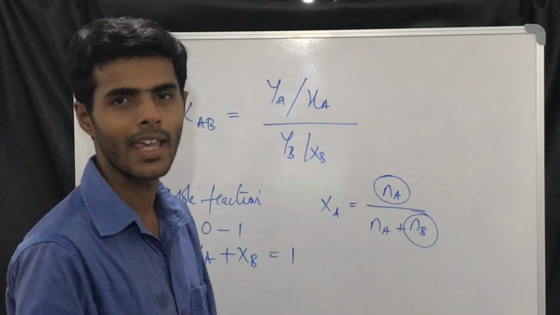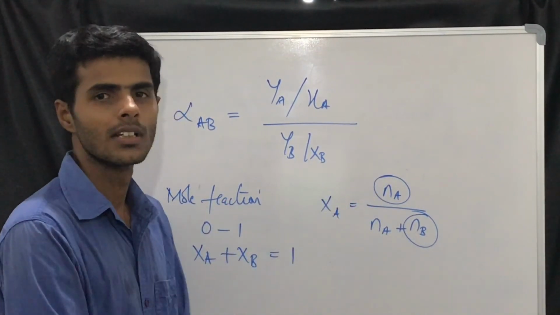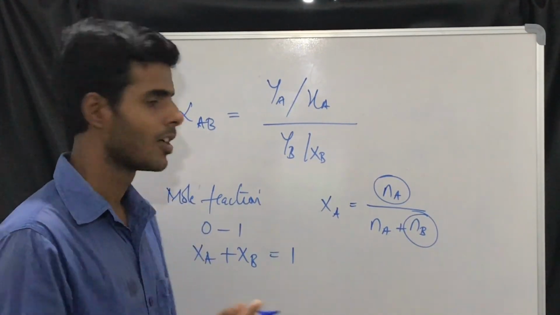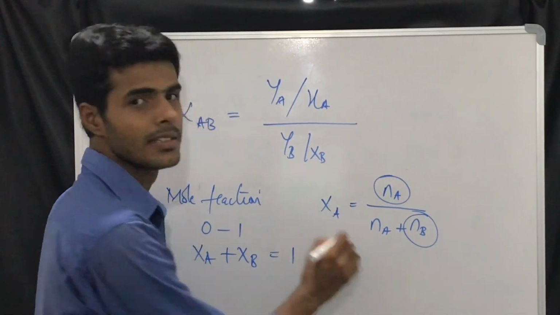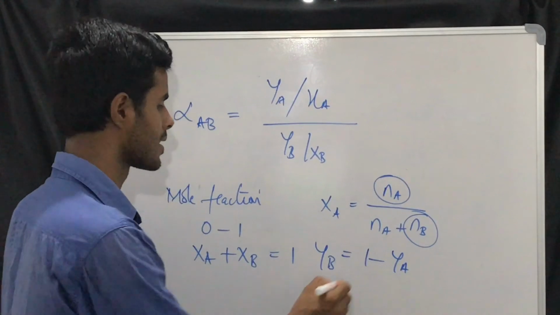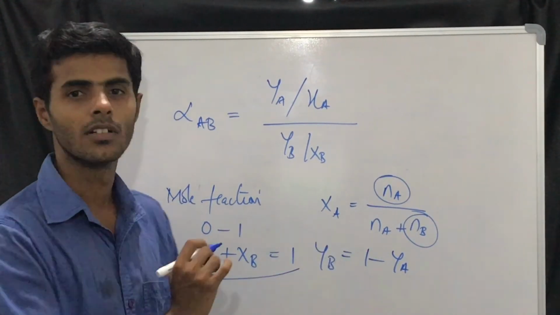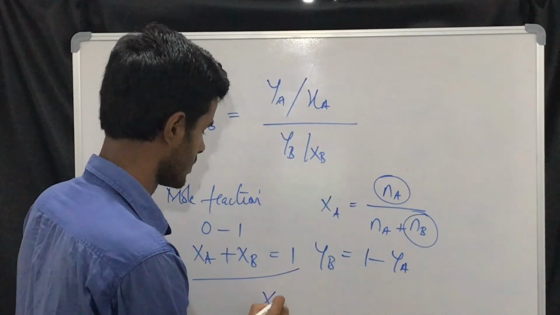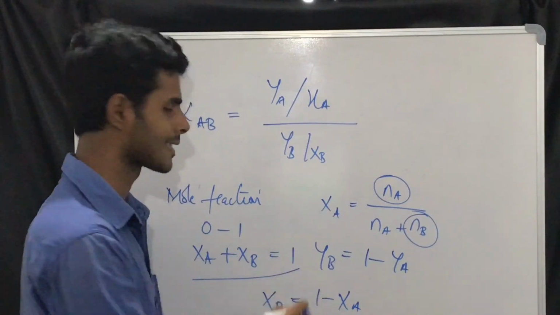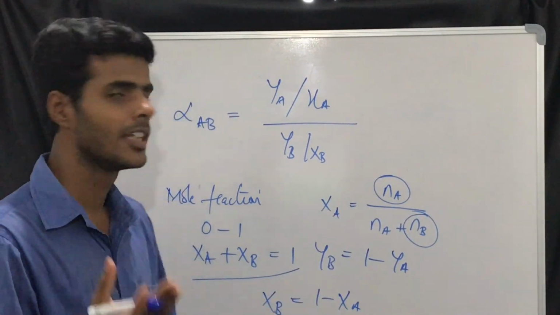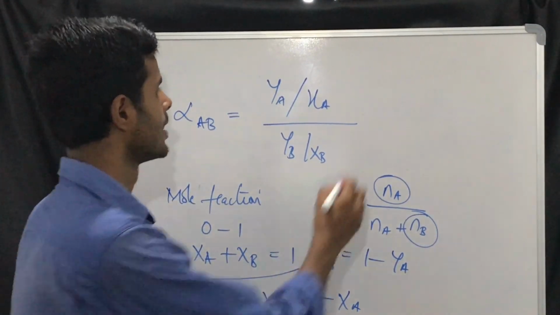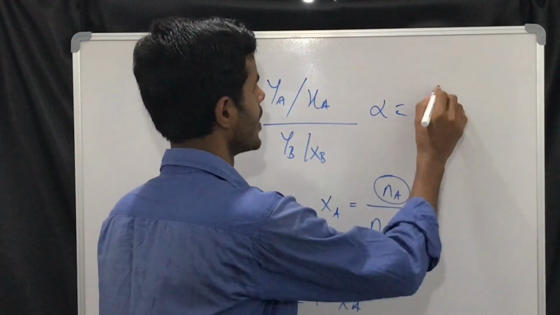So the mole fraction of component A is equal to the number of moles of A divided by the total number of moles. In a binary system, YB is equal to 1 minus YA. If there are only two components, YB is equal to 1 minus YA, and XB is equal to 1 minus XA, because XA plus XB is equal to 1. Therefore, if the liquid phase obeys Raoult's law and the vapor phase obeys Dalton's law, we get alpha equal to PA divided by PB.